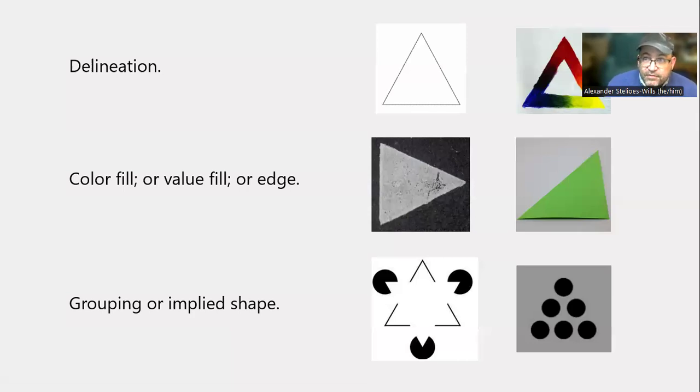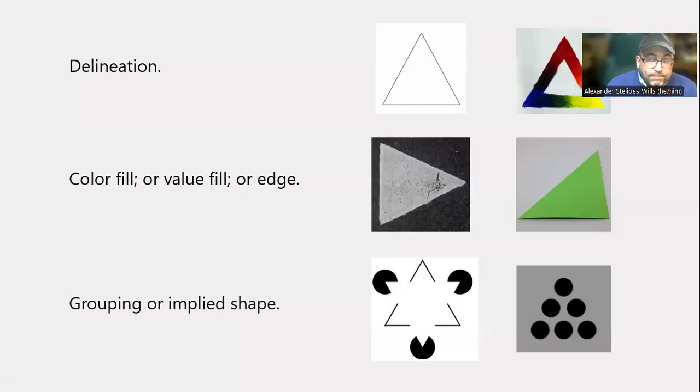So another way to create a shape is what we might call color fill or value fill, right? Or just edge, right? Like just that there's an edge between all the area that is this color, this texture, this value, and all the area that is different.